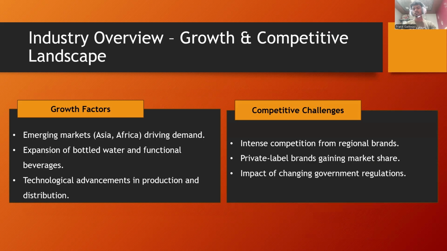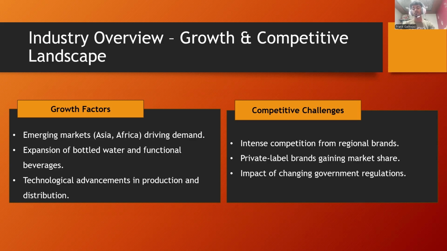Beyond current trends, let's talk about the future growth of the beverage industry. Emerging markets, particularly in Asia and Africa, are becoming significant growth drivers as disposable income rises in these regions. There is increasing demand for branded beverages, opening up new revenue streams for Coca-Cola and PepsiCo.